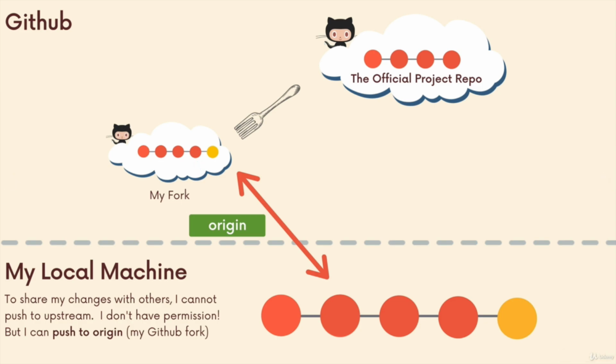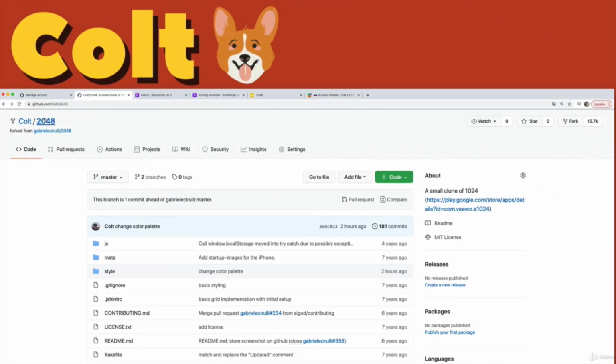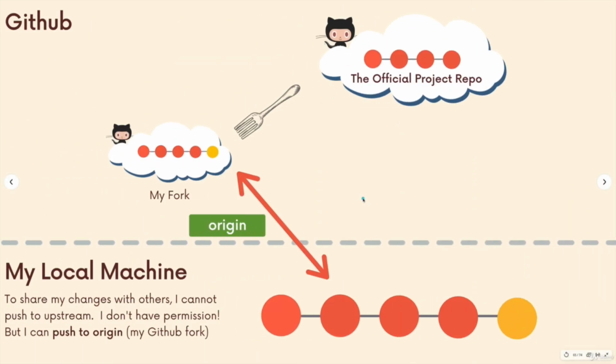I can push whatever I want up there. I could make the whole thing empty. I have permission to do anything with that because I own that fork. So now on GitHub, I have my fork that I've worked on, and I can make a pull request, just like what I showed you here, where I forked 2048. I can make a PR and ask for my changes to be merged in.